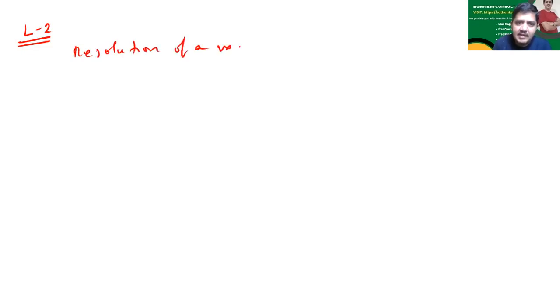Resolution of a vector. I'm just recalling all that we have learned so far. Now, resolution of a vector, what do you mean by that? A vector is always denoted by a magnitude as well as a direction. When I say direction, there are two standard directions which we know. One is my x-axis, the other is my y-axis. These are the two standard directions which we know.